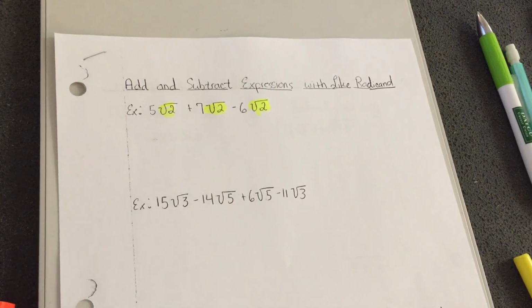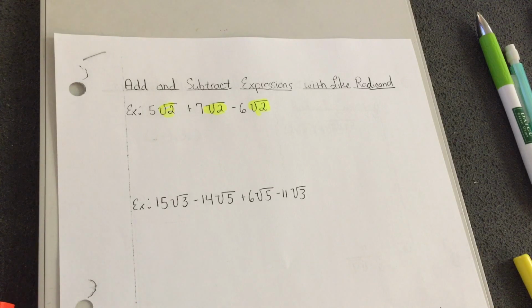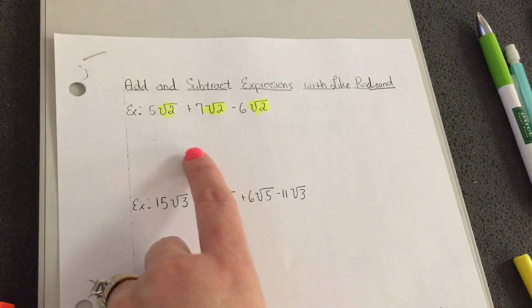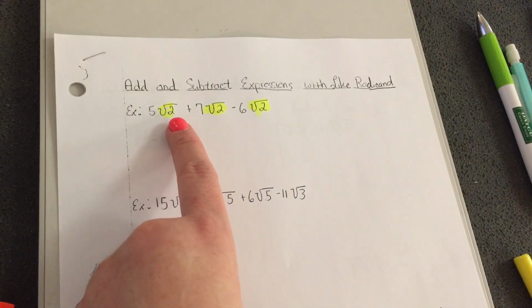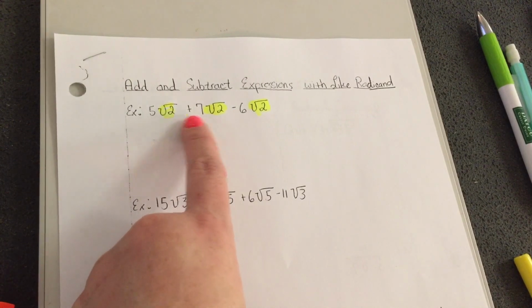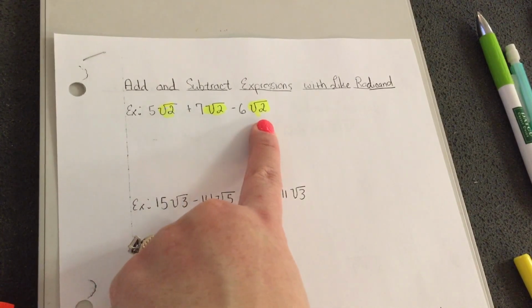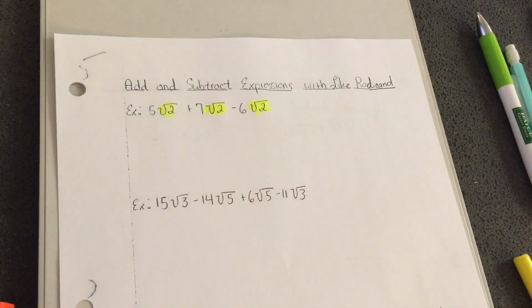Today we're going to add and subtract expressions with like radicands. This is the same as combining like terms. If you have an x plus a y, you have x plus y. If you have an x plus x, you have 2x. So we're going to look right here at the radicand, the number underneath the radical sign. We have square root 2, square root 2, square root 2, so that means we have like terms.